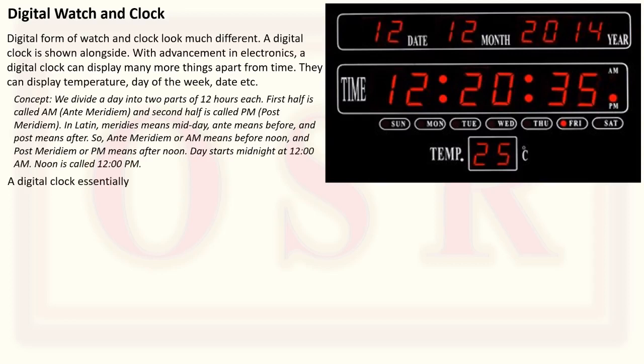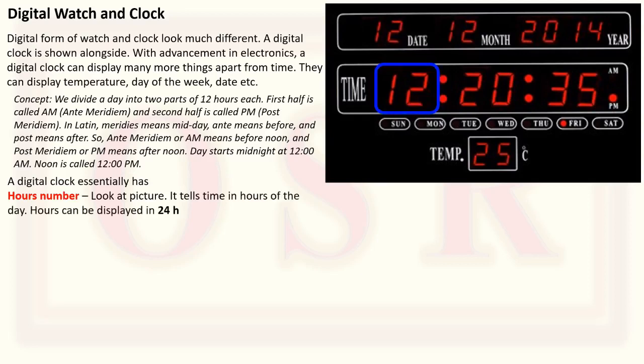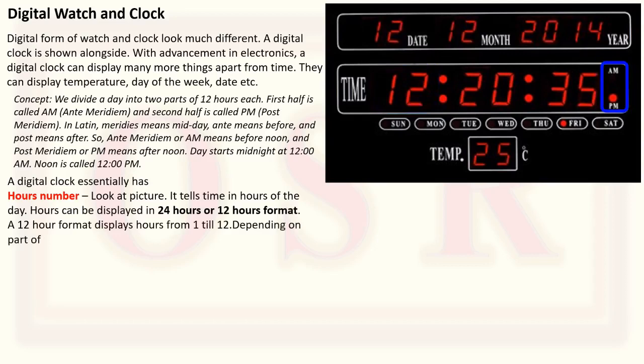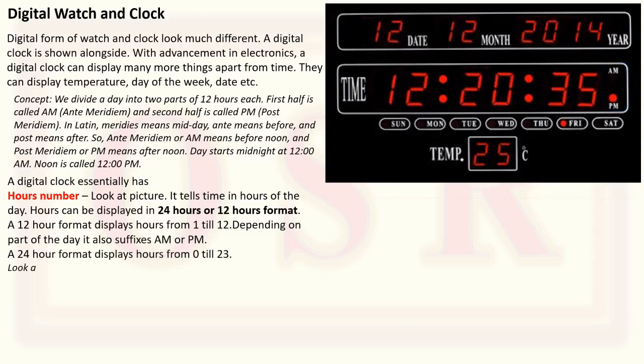A digital clock essentially has an hours number. Look at the picture. It tells time in hours of the day. The hour can be displayed in 24-hour or 12-hour format. A 12-hour format displays hours from 1 till 12 depending on the part of the day. It also suffixes AM or PM. A 24-hour format displays hours from 0 till 23.